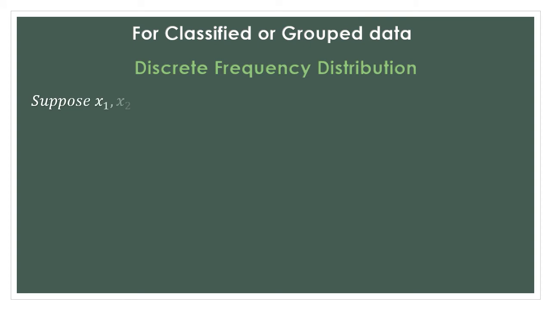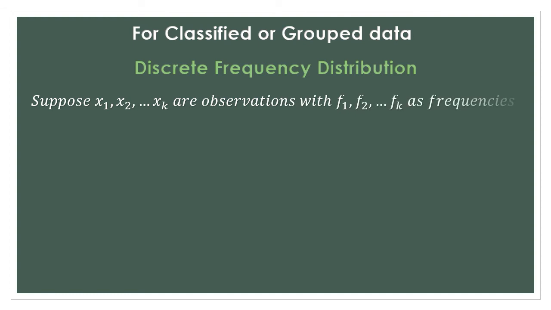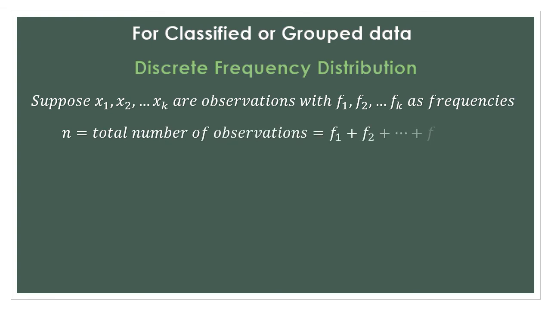Now suppose x1, x2 and up to xk are the observations with f1, f2, fk as frequencies. As we know, the classified or grouped data has frequencies attached with the observations. That means x1 is repeated f1 times, x2 is repeated f2 times, and xk is repeated fk times. That's frequencies. So the total number of observations in this kind of situation will be the total of the frequencies. Okay, so the total number of times any data is repeated becomes the n here.